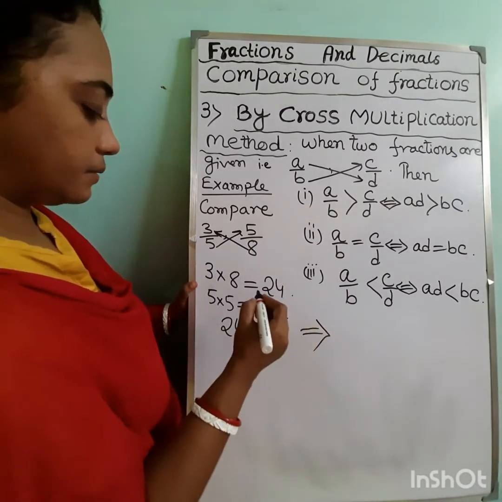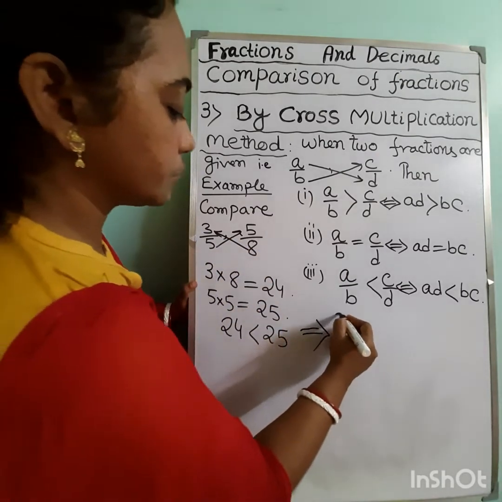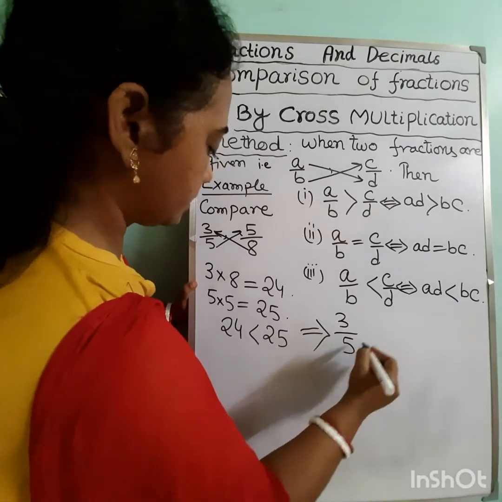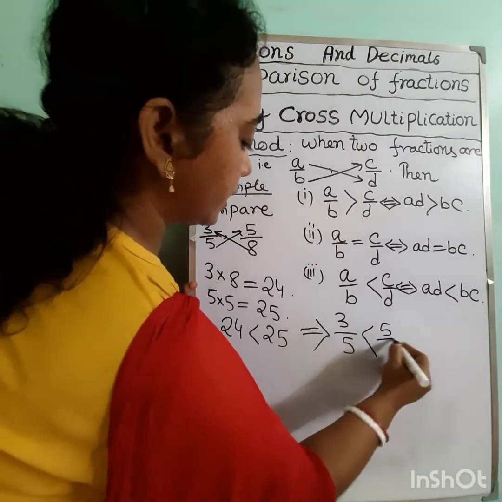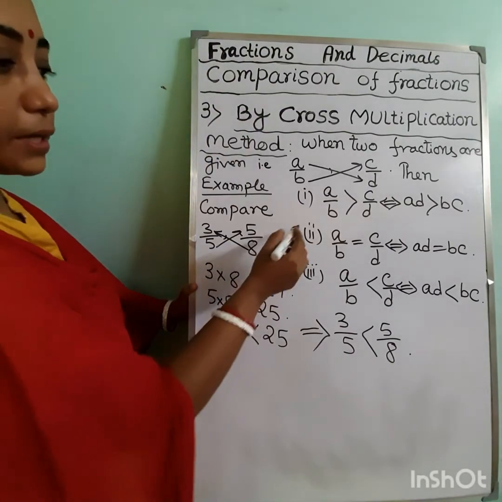Which one is less than? Here this side is less than, that means 24 is less than 25. That means 3 by 5 is less than 5 by 8. This is by which property, which rule?